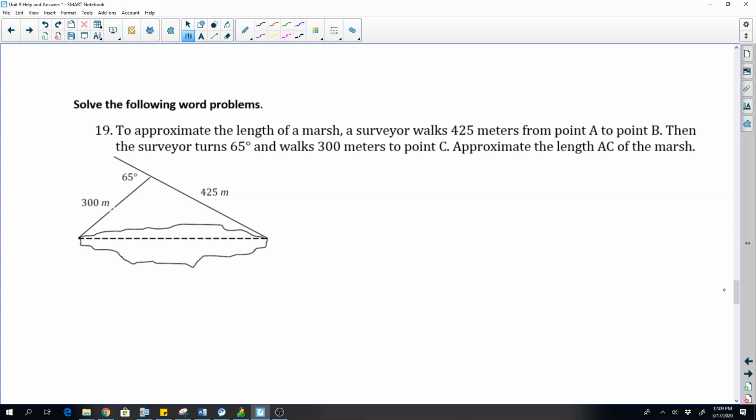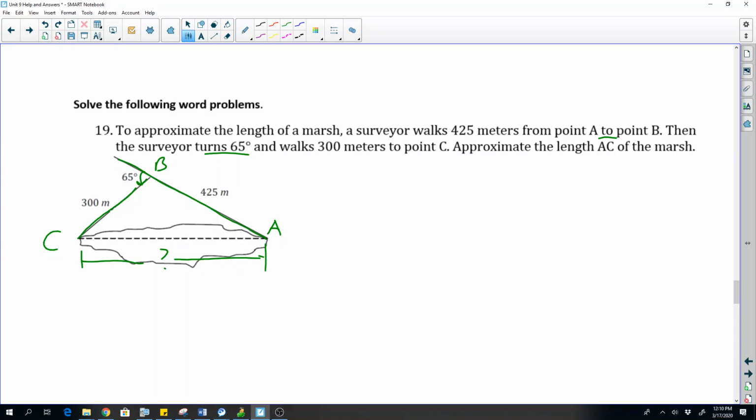So to approximate the length of a marsh, the surveyor walks 425 meters from point A to point B. So here's point A. He walks all the way here to point B. Then he turns 65 degrees, and then he walks 300 meters, and then goes down to point C. Nice. So approximate the length of AC of the marsh. And so that's just this distance right here that we're trying to approximate using the law of cosines.